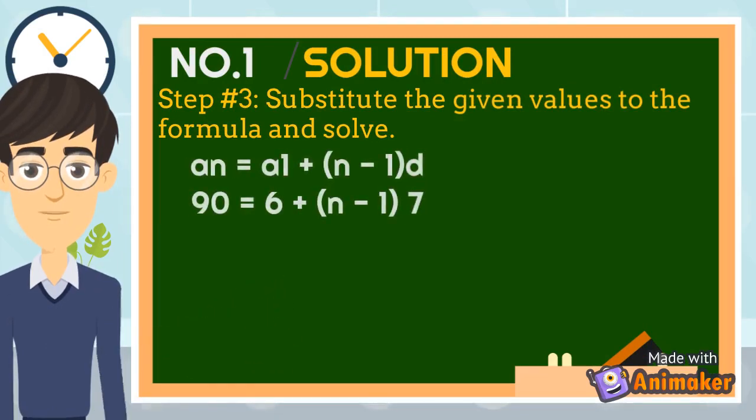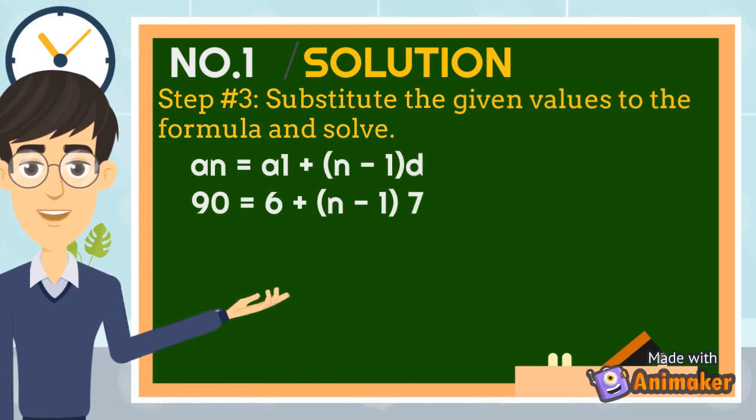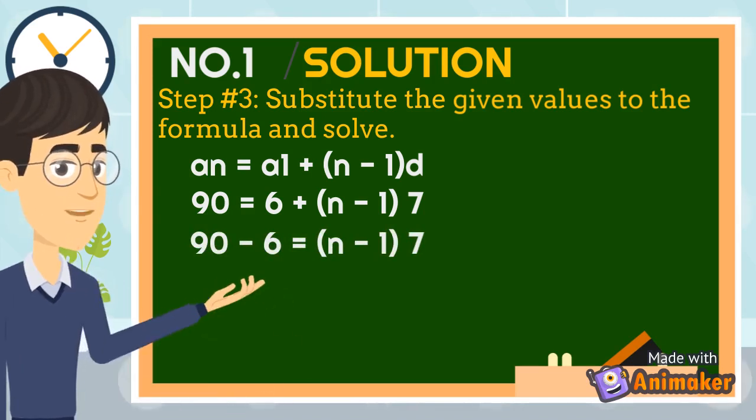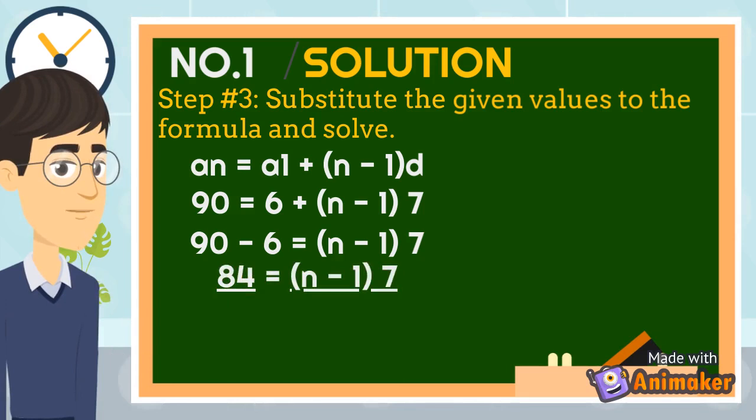Substituting the given values to our formula, we now have 90 equals 6 plus the quantity of n minus 1, times 7. Next, we will subtract both sides by 6, or another way, transpose positive 6 to the opposite side. From positive, it will now become negative 6. So, we now have 90 minus 6 equals the quantity of n minus 1, times 7. Simplifying this, we get 84 equals the quantity of n minus 1, times 7.